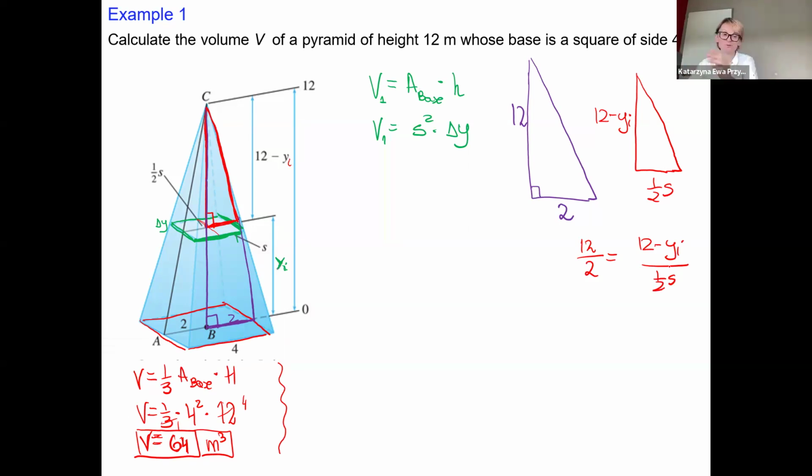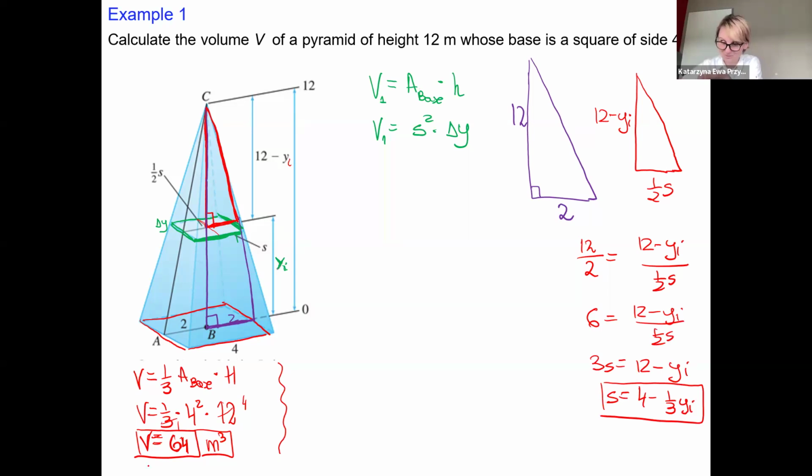And then we can create an integral in a second. Okay, that's what we have. We can have 6, 12, 1/2 S, 6 times 3S, 12. Okay, that means S is 12 divided by 3, 4, and Y sub I divided by 3, I can keep it 1/3. Okay, that means now we are good.